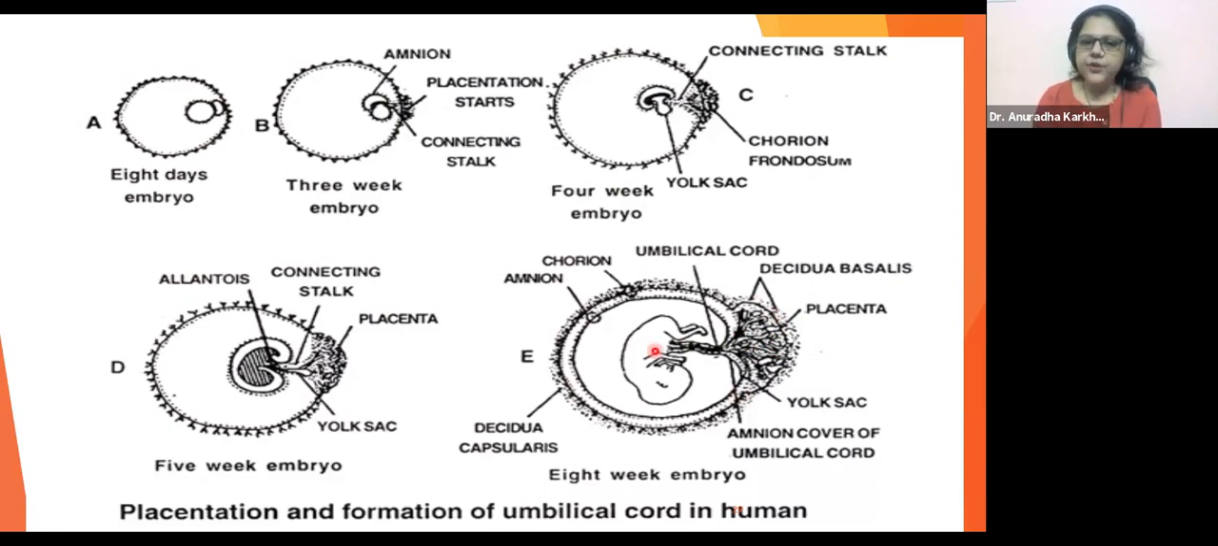Right? And here you can see this is the chorion, this is the amnion, this is your capsularis, the opposite area, and this is the amnion cover of the umbilical cord. So you can see this amnion started from here. See, you can see over here also the amnion has started from here, and this amnion is only going to grow and form this layer outside. So it's going to be a part of the fetus also. It's going to be a part of this amniotic sac also.